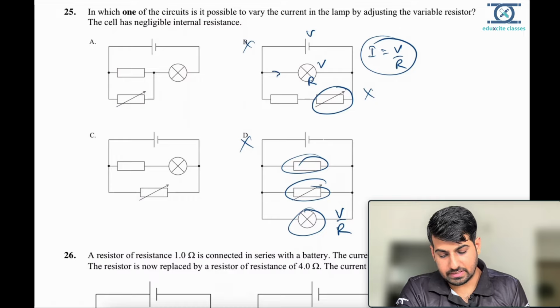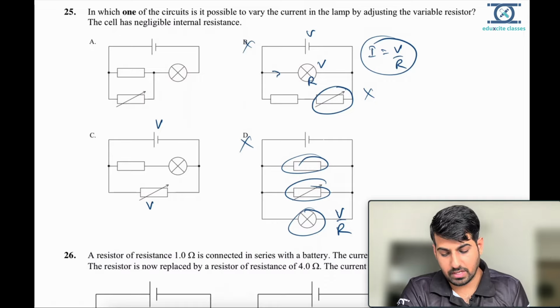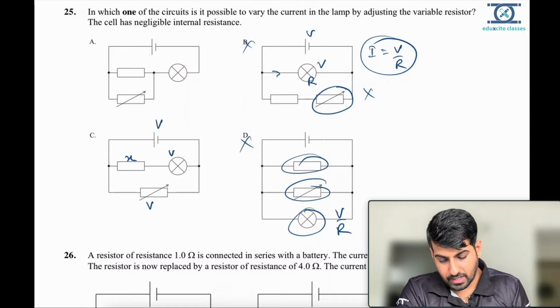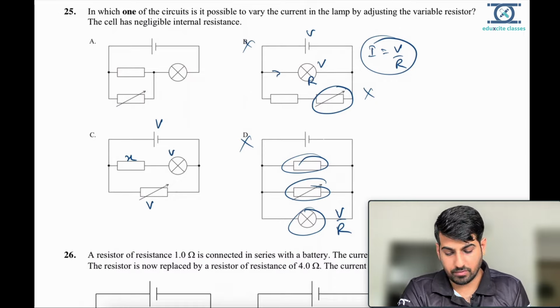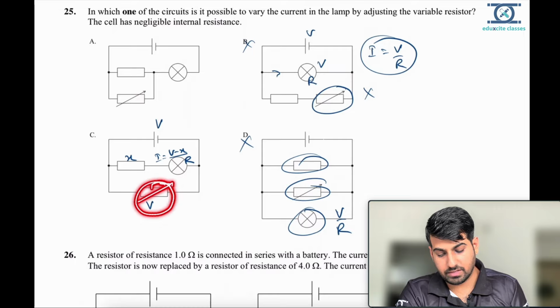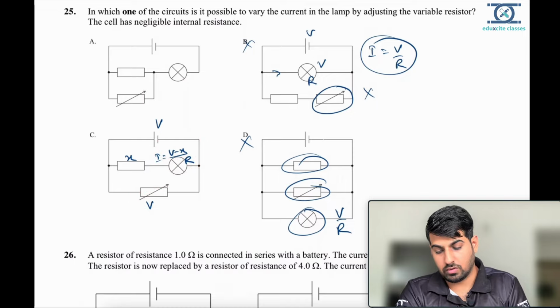Let us say this is voltage V and this will also get voltage V, and there will be a distribution of voltage across this resistor and the lamp. Now let us say X is dissipated here. So the voltage available for the lamp will be V minus X. So the current will be (V minus X) upon this resistor R. So is there any role of this variable resistor? If I change any resistor here, does this affect the current flowing in this lamp? No. So option A is the right answer.